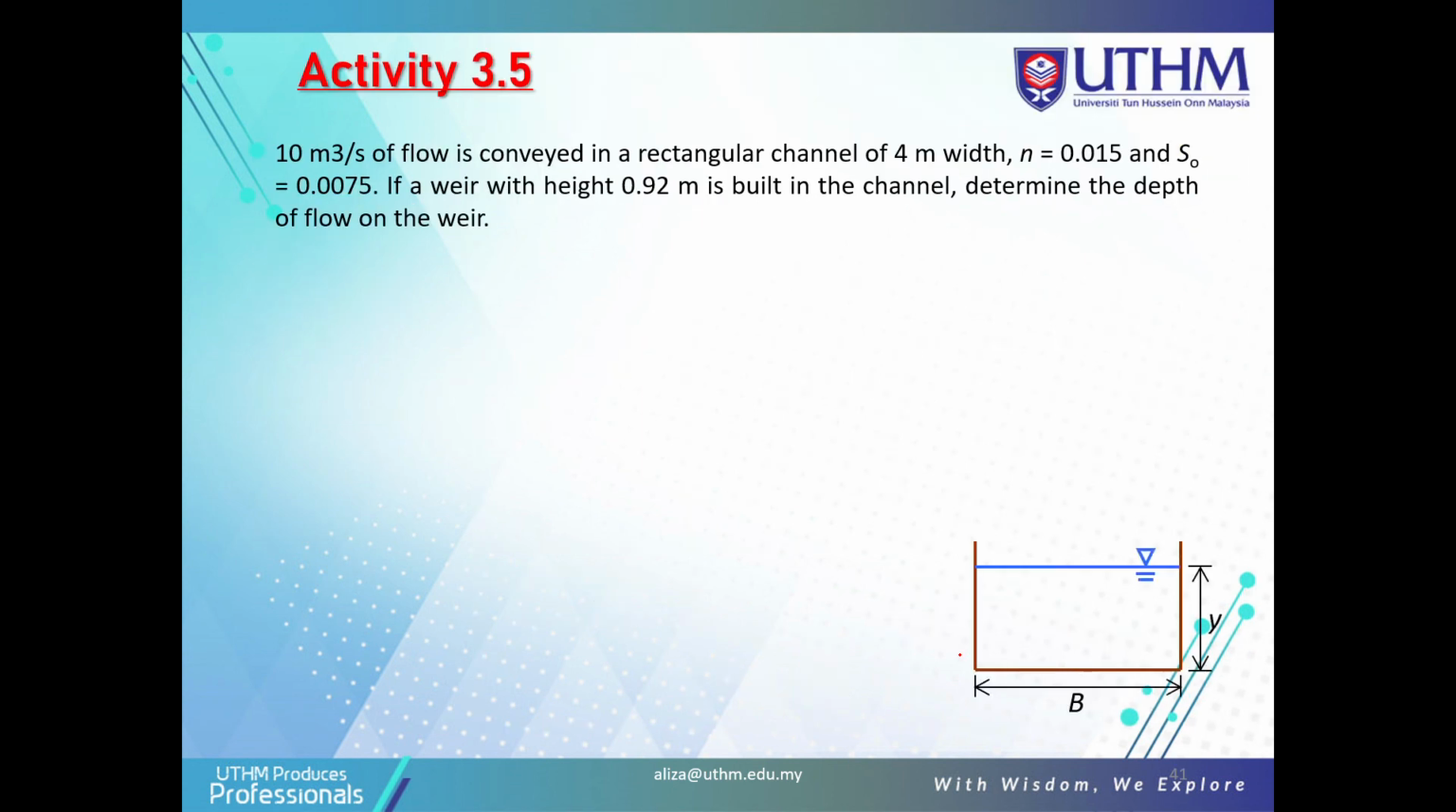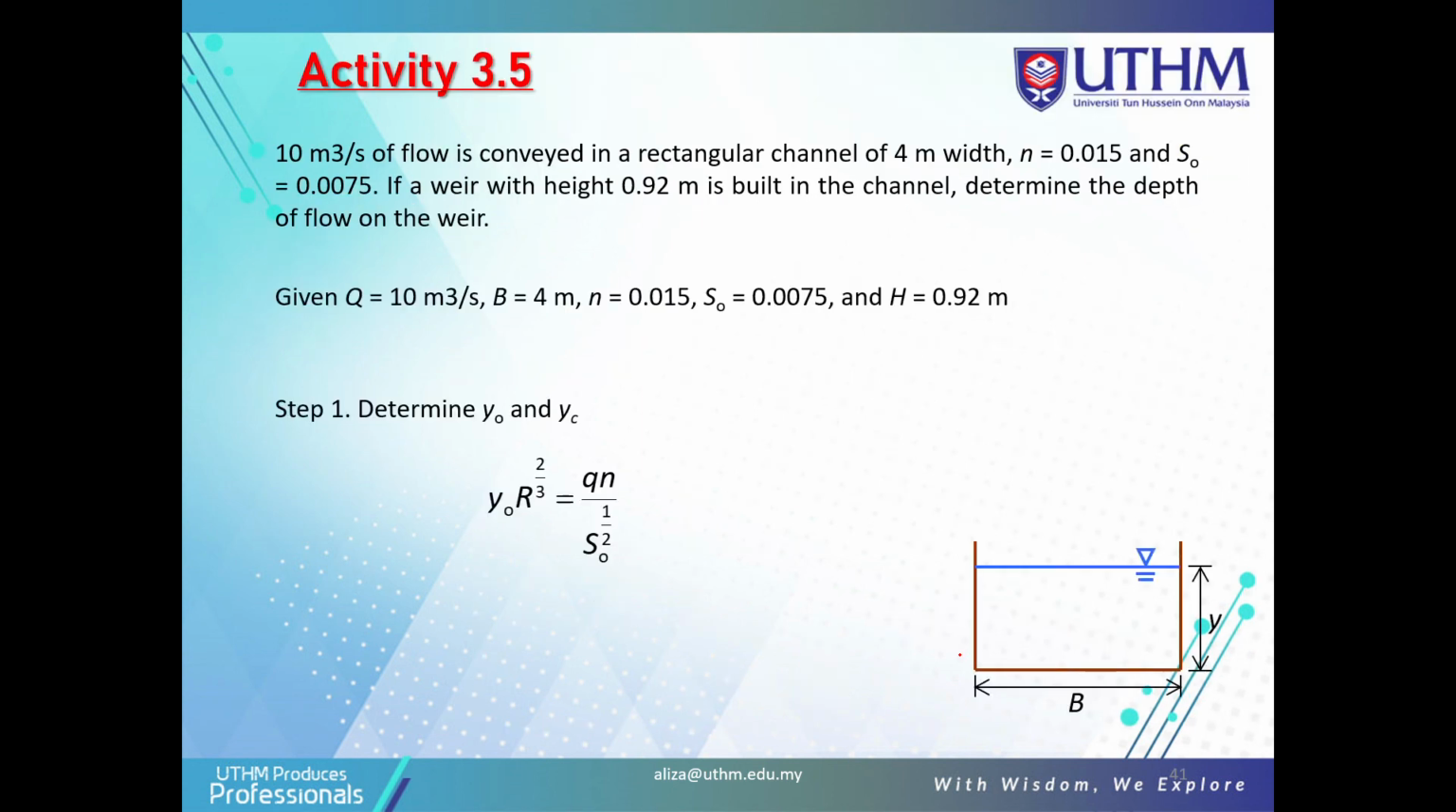Now we look at the calculation here. A flow of 10 cubic meters per second is conveyed in a rectangular channel of 4 meter width. Given Q is 10, B is 4, n is 0.0015, S naught is 0.0075, and H is 0.92. So step 1, you must determine Y0 and YC.